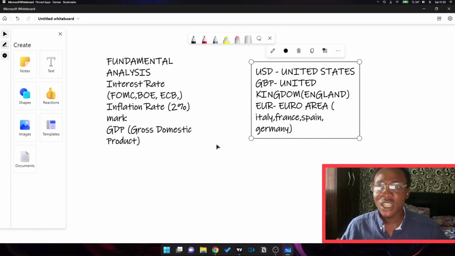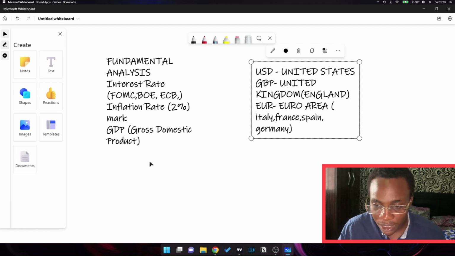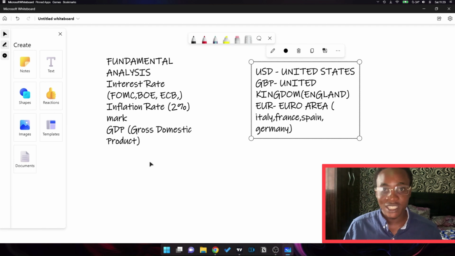Now, you can judge interest rate with other factors like the inflation rate, GDP, and unemployment rate also. As we know, the unemployment rate is the NFP we usually come across. I'm just using the USD as a case study. The NFP we usually encounter in the market comes out every month, on the first Friday of every month.